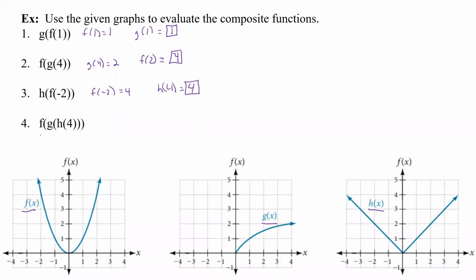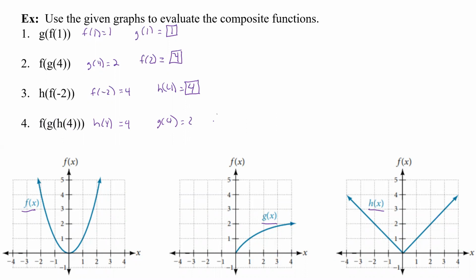Now the next one we have three things we have to do. We have to take h of 4, whatever that is, plug it into g, then take g of that, and then whatever that is, we plug that into f, and we get out a value. So let's do this in order. So h of 4. Well, we just said that that was 4, so that one's pretty easy. So now we plug that into g, so now we need g of 4. Well, g of 4 is 2.